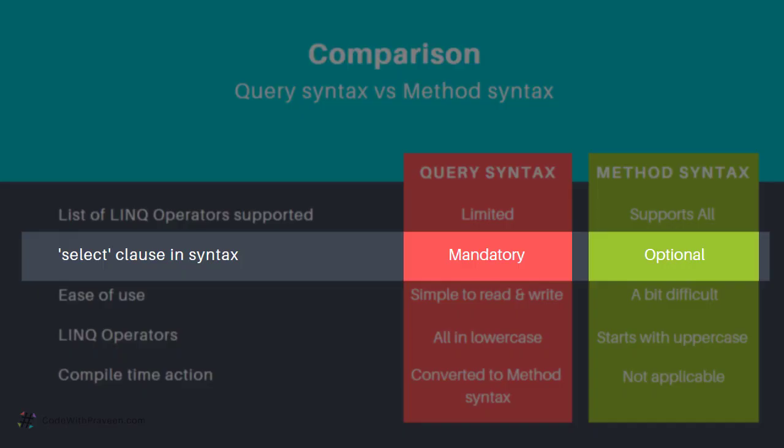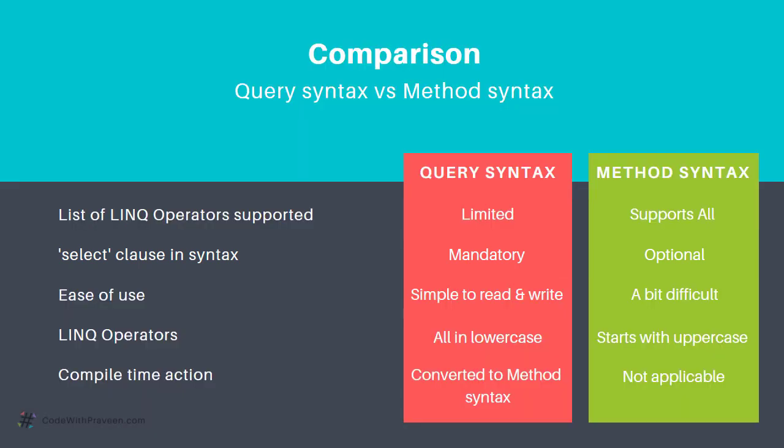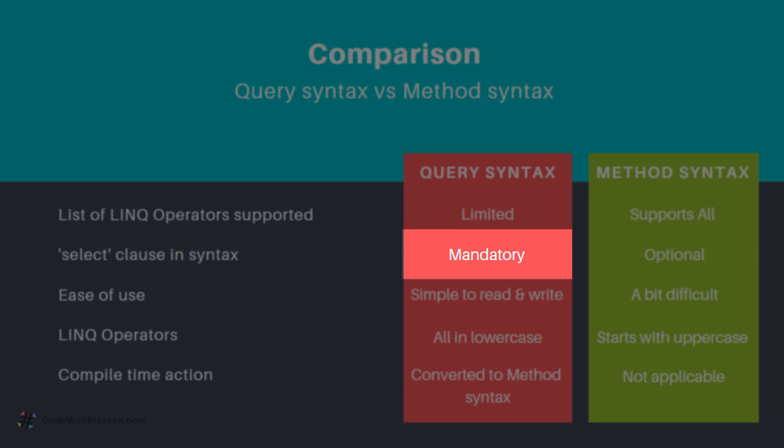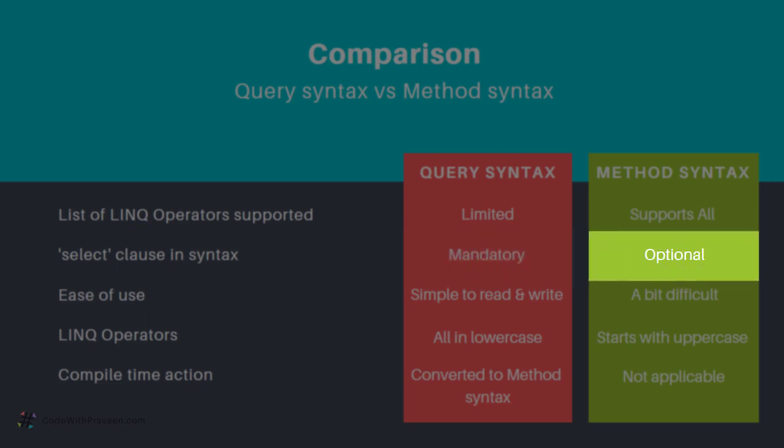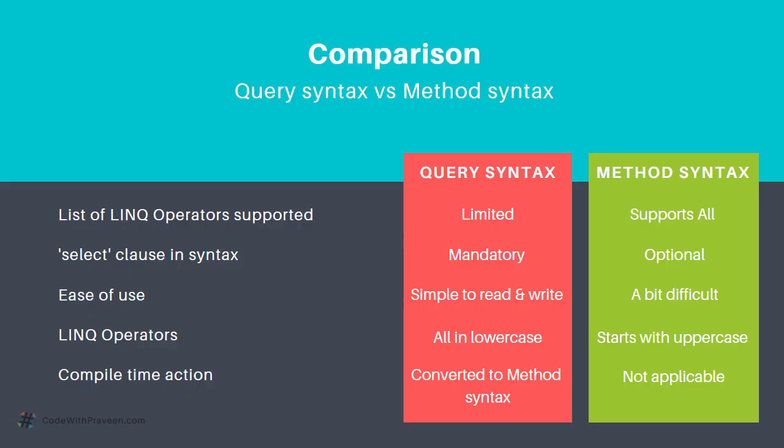The second difference comes with respect to the usage of the select clause in the syntax. In the case of query syntax, the select clause is mandatory. Either you have to use select or the group clause. Whereas in the case of method syntax, it's completely optional. If you don't provide the select clause, then it will consider the type of the LINQ operation and pick as per the data type used.